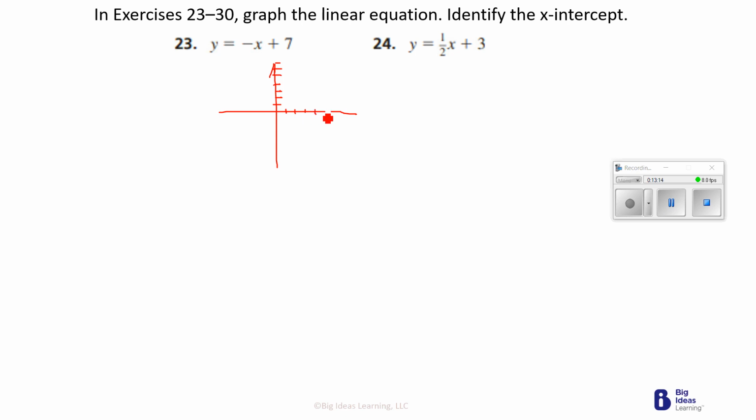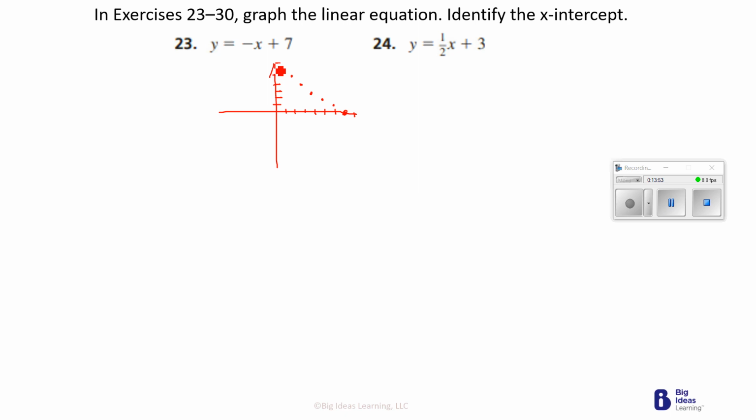So the x-intercept, if it's going down 1 and over 1 each time, we'll think about it. Down 1 and over 1, down 1 and over 1, down 1 and over 1. So this is 1, 2, 3, 4, 5, 6, and that would put me right there. Looks like I'll be at x is 7. All right, so x-intercept should be 7.